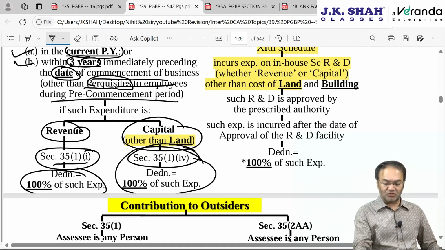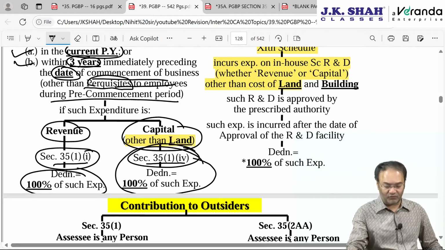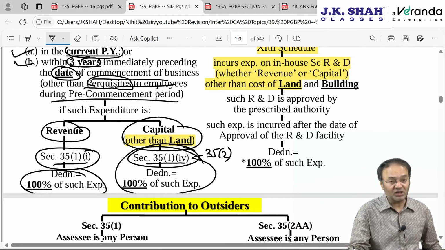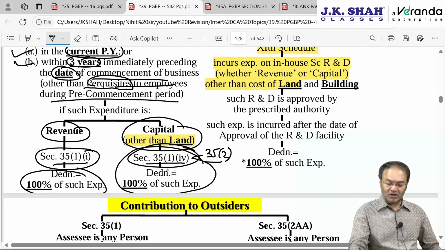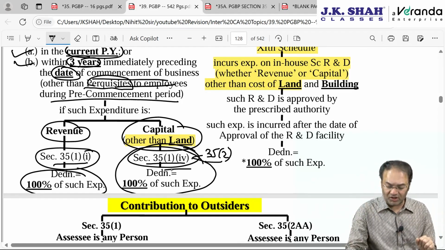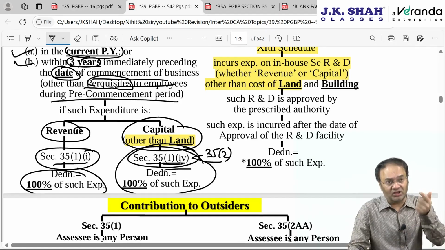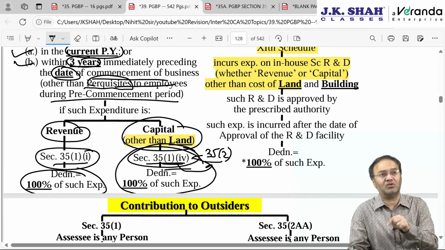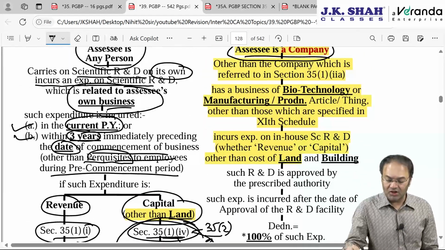Section number, clause number will be slightly different. 35 subsection 1 clause 4 is also called 35 subsection 2. 35(2) and 35(1)(4) are one and the same. Same thing is given at two different places. It is 35(1)(4) which states that deduction will be as per whatever is given in 35(2), and then 35(2) talks about the percentage, 100%.